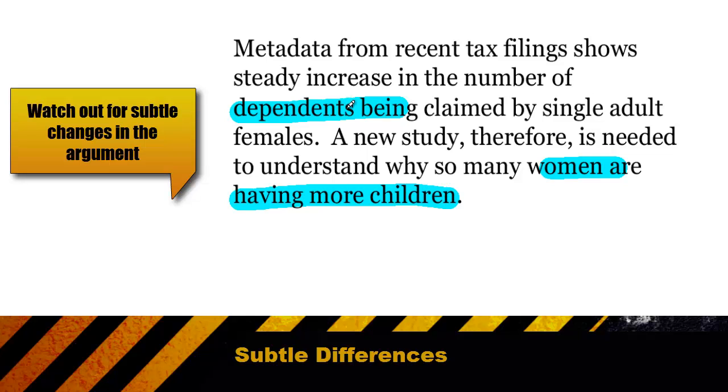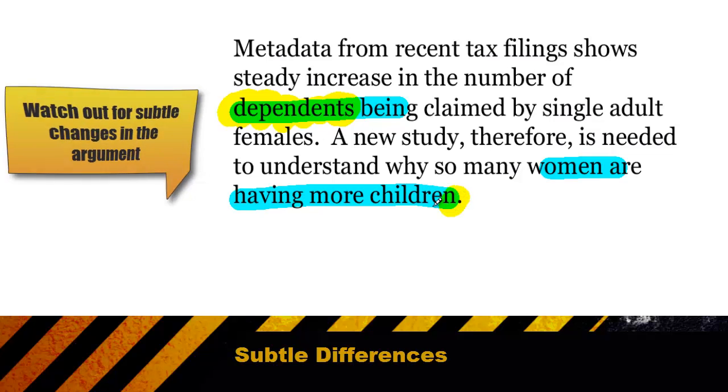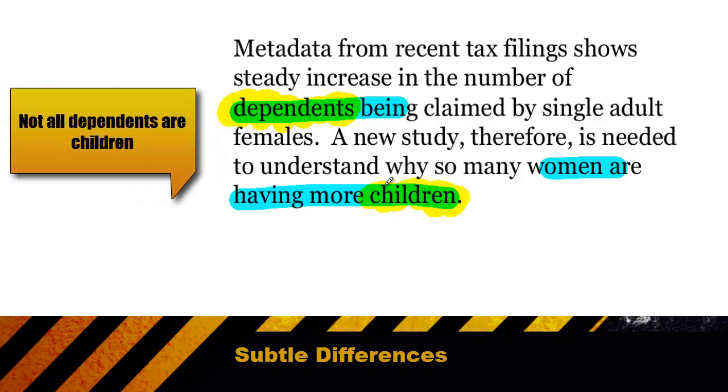First, the reason talks about dependents, and then the conclusion is about children. While it may be true that most dependents are children, not all dependents are children. College students and other adults who can't or are not working can be claimed as dependents in tax returns.